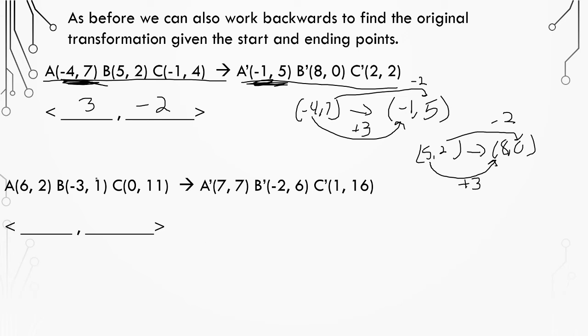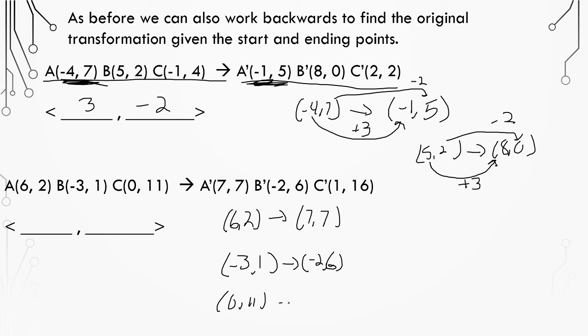If we check this one down here, again, I'll put it right here. So (6, 2) goes to (7, -7). And again, we don't necessarily have to always do the first point. You can always do whichever point is easier to work with. So let me write down all of them here, and then we can see whichever one's easier to work with. So (0, 11) goes to (1, 16). So let's see what happens here.